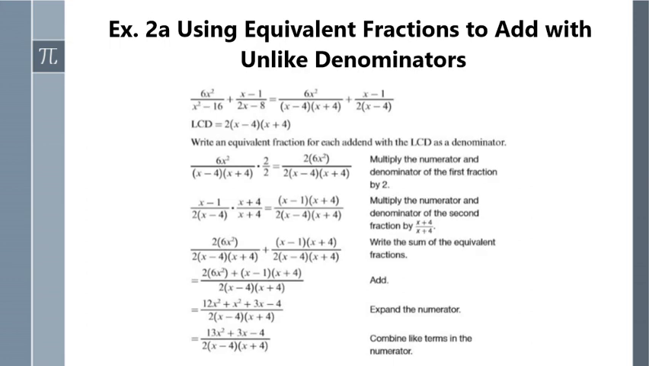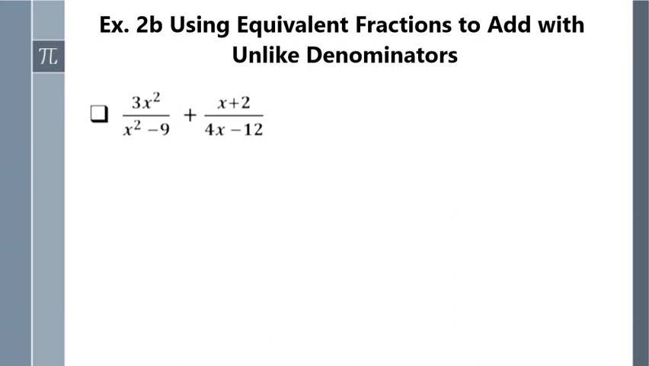The second example that we're going to go through is now, once you find the least common denominator, add them together. So let's look at this example. I have 3x squared over x squared minus 9 plus x plus 2 over 4x minus 12. I need to find the common denominators. So first, I'm just going to rewrite each one, but factor the denominator.